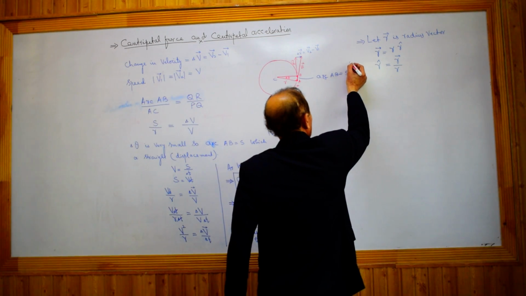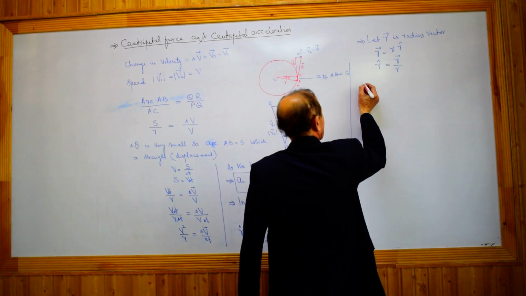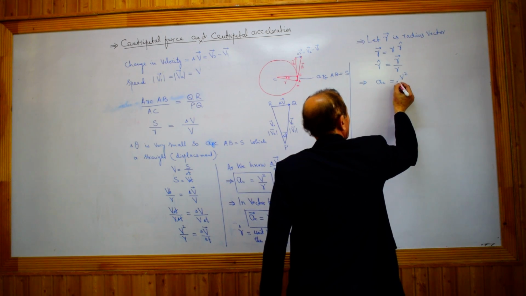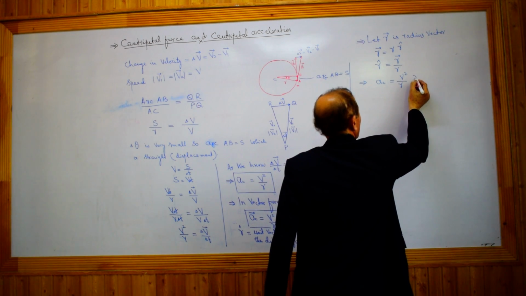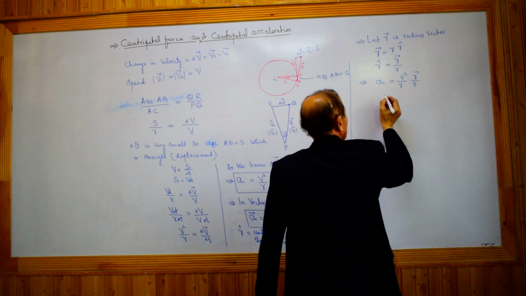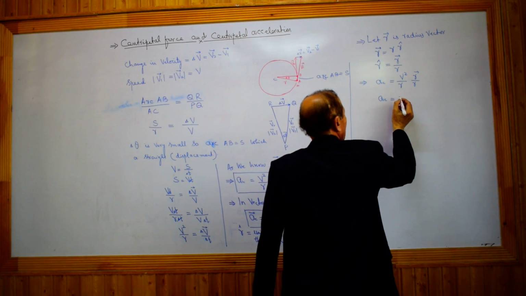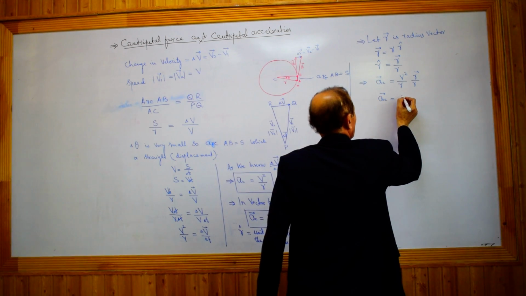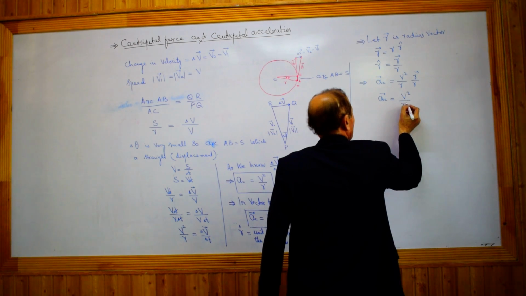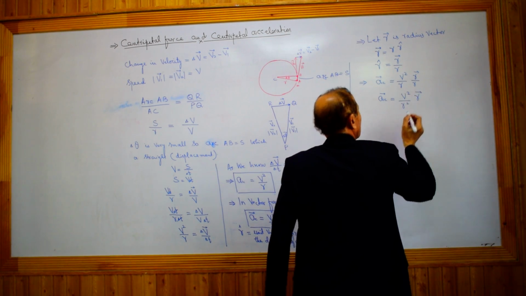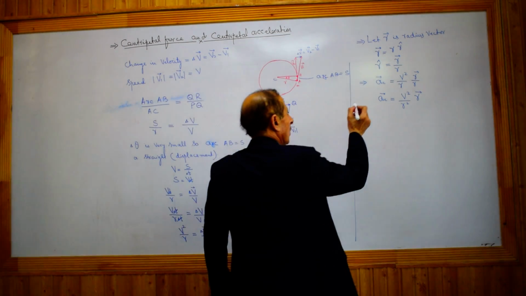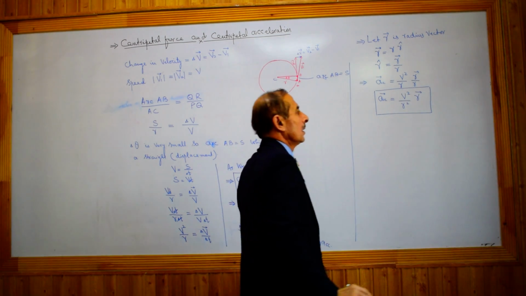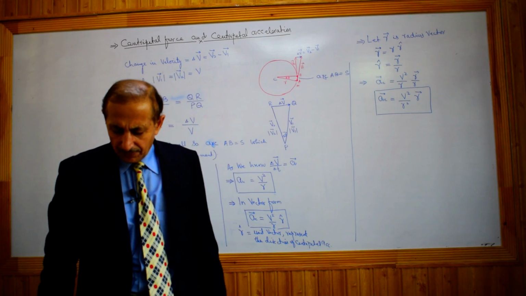So centripetal acceleration a_c is equal to v square divided by r. So r position vector divided by r. So centripetal acceleration is equal to v square divided by r square, and this is the position vector. So one more form of centripetal acceleration we get is this. So this is the centripetal acceleration.